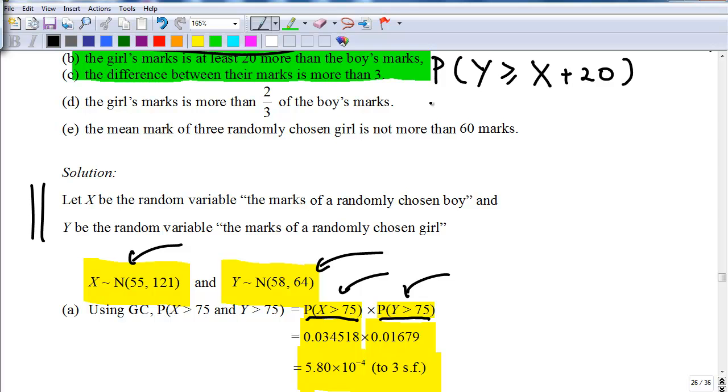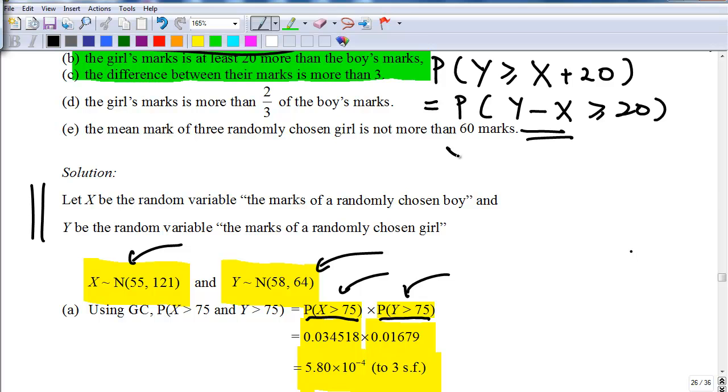Now again, what do we want to do? We want to keep all the constants on the right and all the variables we put to the left. So once we have got this, then what I'll do is to work out the distribution for this.